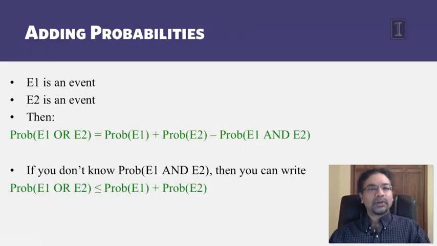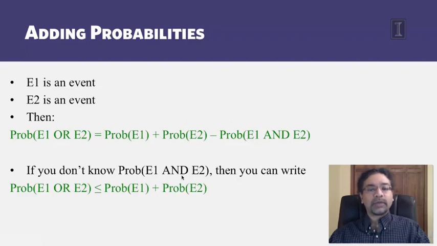A different thing that you may need to do with 2 event probabilities is to OR them. If I give you 2 events E1 and E2, and I ask you the probability of either E1 or E2 happening, then the probability of E1 or E2 is the probability of E1 plus the probability of E2 minus the probability of E1 and E2. This last term is the intersection probability.